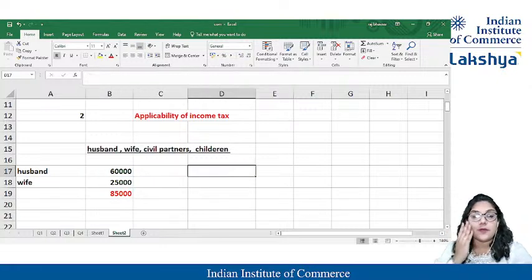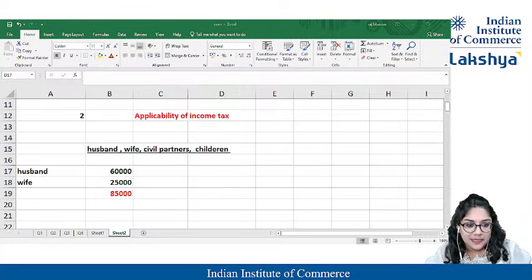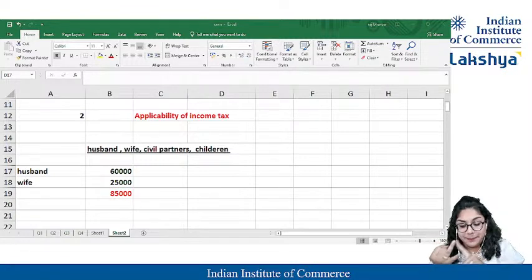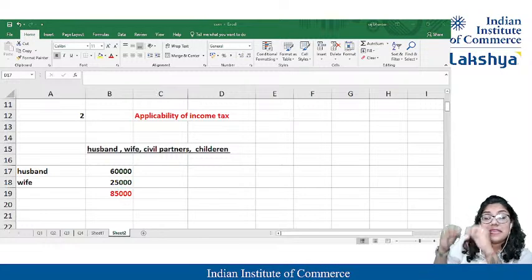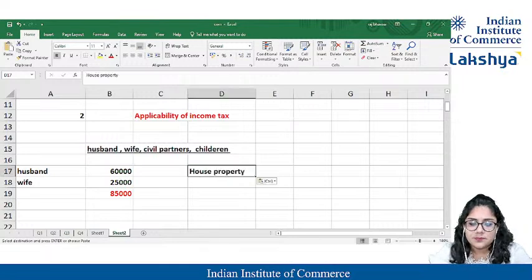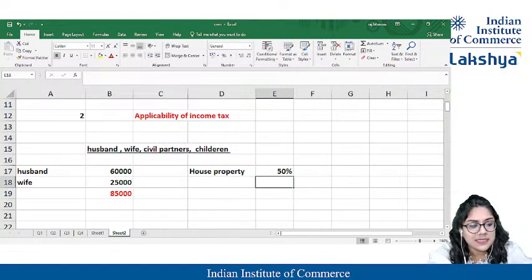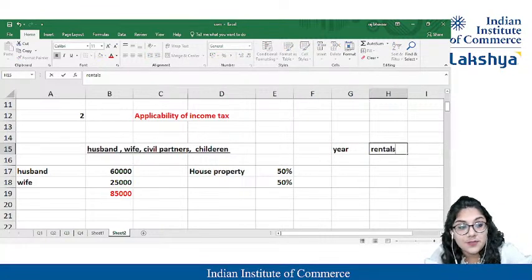Cool. Let's say, for example, we know what is property income, guys. Suppose I have invested in some property and I am getting rentals out of it. That is nothing other than the property income, isn't it? Maybe rentals, maybe capital appreciation and so on. For example, I and my husband together have invested in some house property, and he has invested 50% and I have invested 50%.